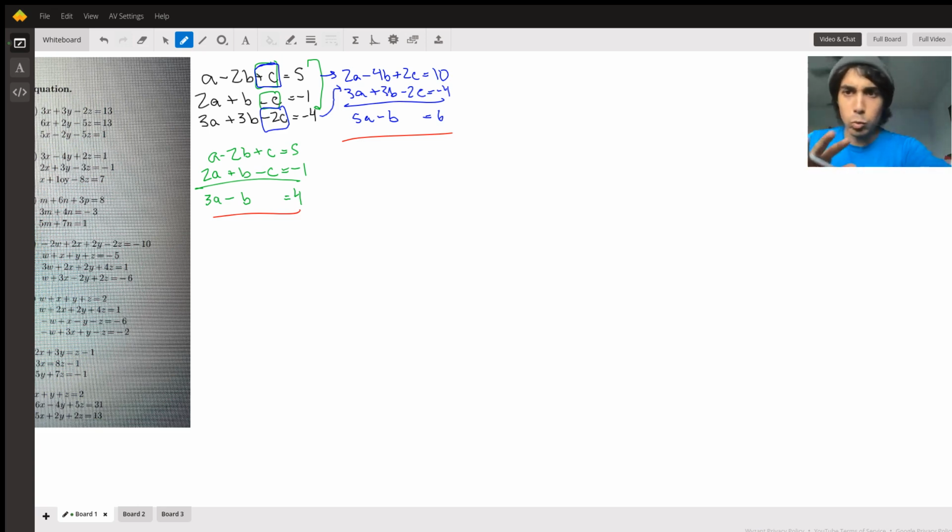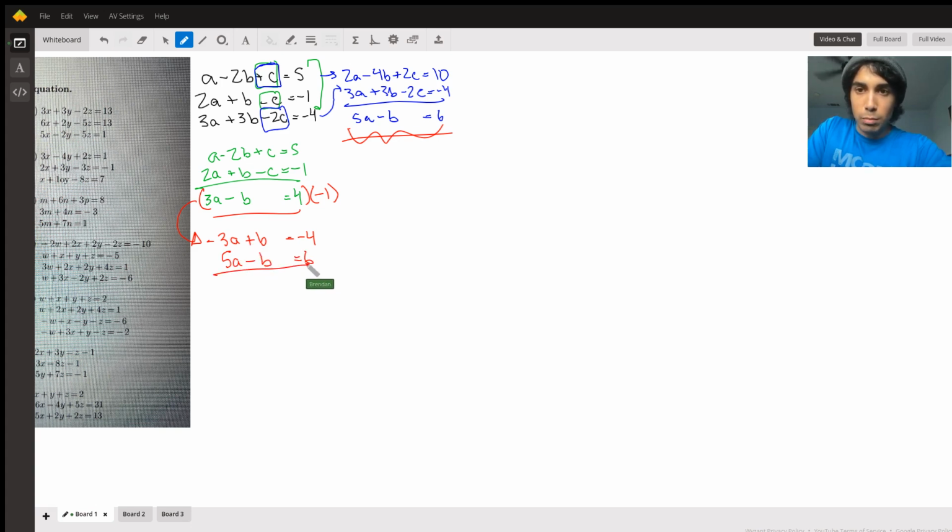Again, it doesn't matter which one. I'll multiply this one here by -1. All right, so that's going to become -3a plus b equals -4, right? I took this guy, multiplied it by -1. All right, and now I can just bring this one down and add them together. So I'm going to have 5a minus b equals 6, and that's going to make 2a equals 2. Divide by 2 on both sides, and there we go.